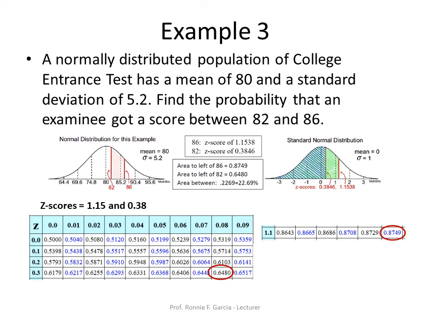The difference between the two, logically again, will represent the area that is between. We don't need to get the other areas from the left side of the curve. We are only interested in the area between the two z-scores. So we have to get the difference. 0.8749 minus 0.6480 is 0.2269. That is equivalent to 22.69%. That is now the answer. So the probability that an examinee got a score between 82 and 86 is 22.69%.